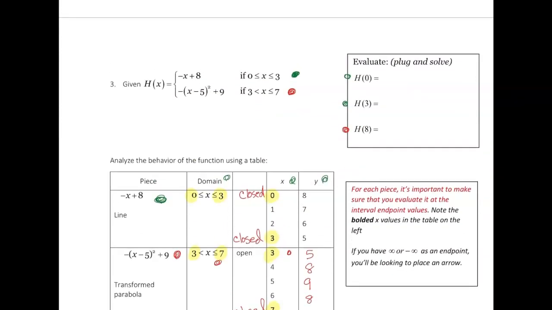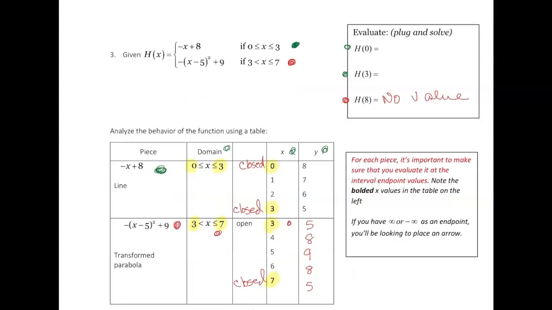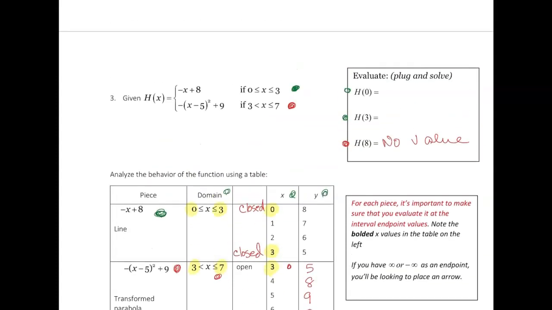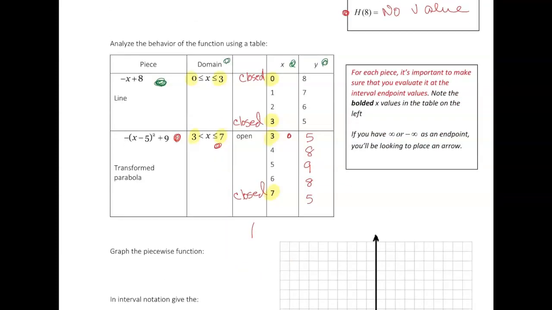Oh, let me do the evaluation up here. If you put 8 into the function, you've got to use the second piece of it. And it has to be, x has to be less than or equal to 8. So this is a no value. The function is not located there. So I cannot get a value there. H of 3 takes me back to the green function. You plug in a 3, you're going to get negative 3 plus 8, which is going to be a 5. If you plug in a 0, you'll get 8. Okay, so that's what you should be getting up there.